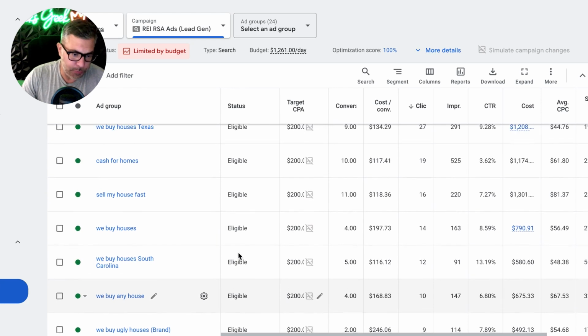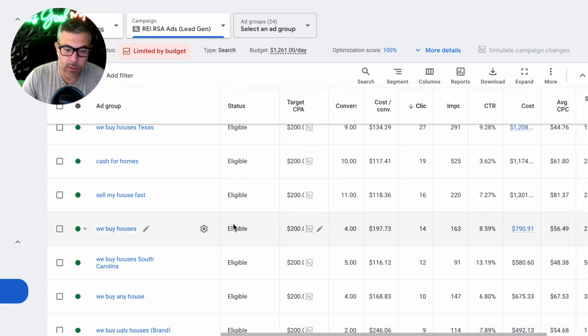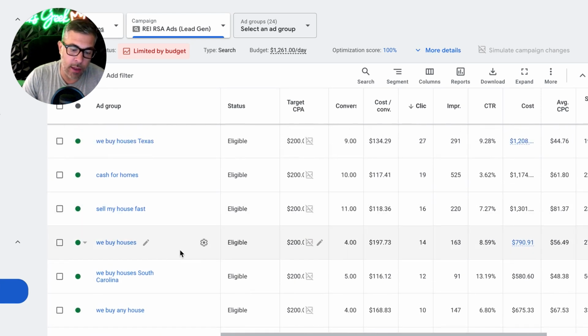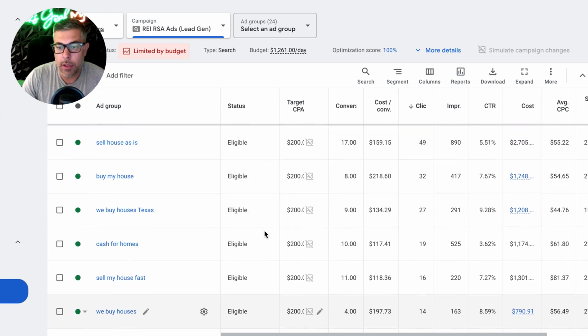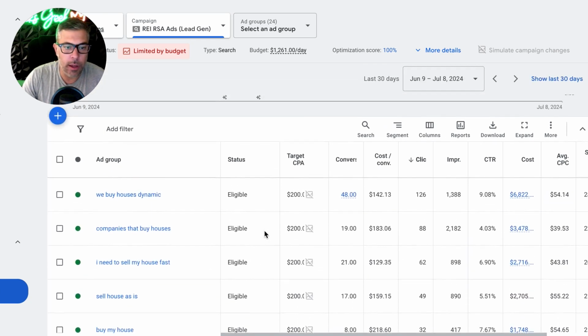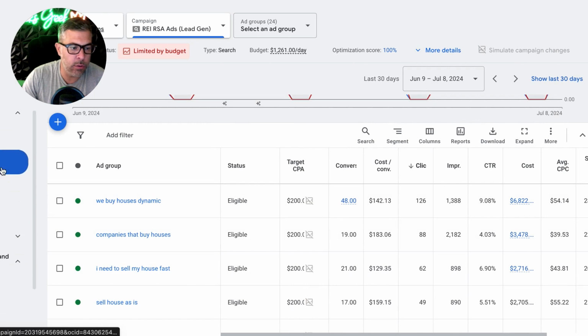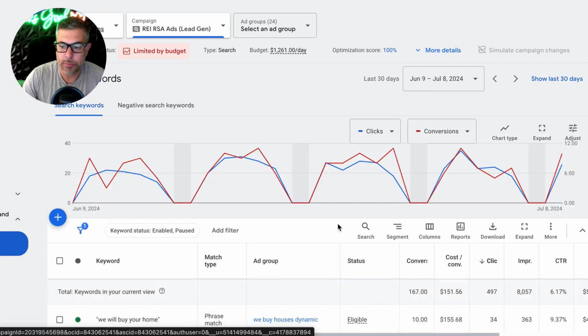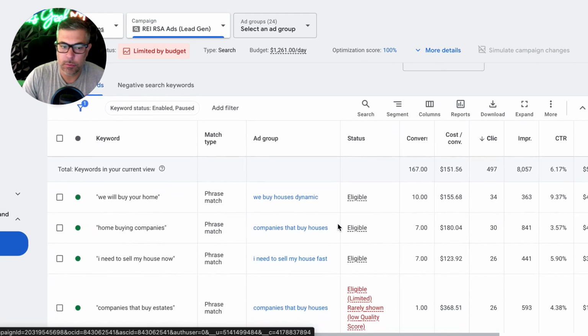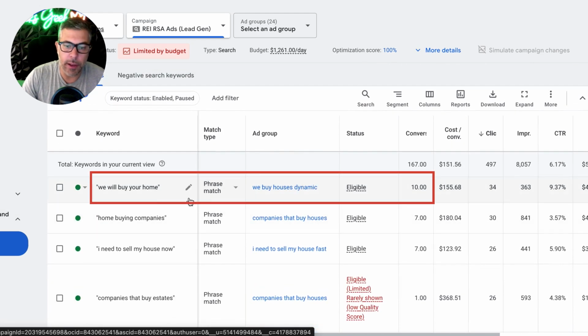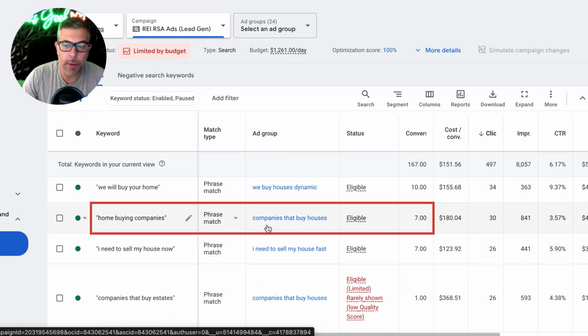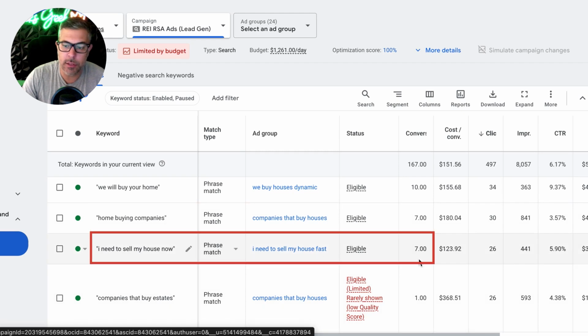Right? So we have some We Buy Ugly Houses keywords. Never use that on your landing page or in your ads. And that's pretty much it. Really, there's not much to these campaigns. Let's check out the keywords. We Will Buy Your Home, 10 leads. Home Buying Company, 7 leads. I need to sell my house now, 7 leads.